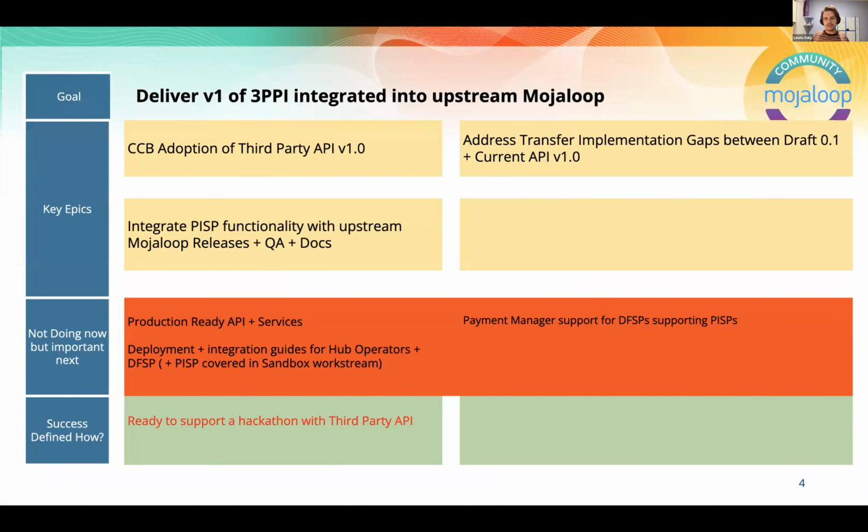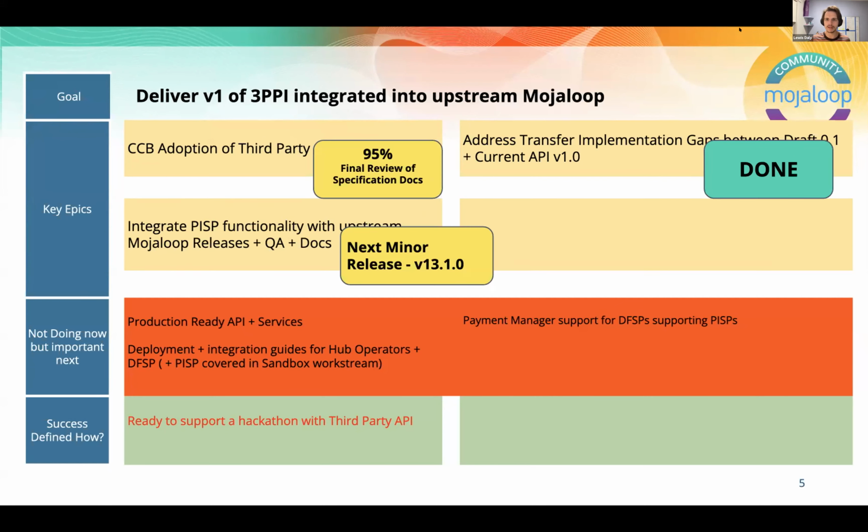So here were our PI 15 goals. Deliver V1 of the 3PPI integrated into upstream Mojaloop. And we broke this down into 3 different epics. And then we had a couple other stretch goals, and what we called success: this stuff should be ready enough that we could, with a bit of hand-holding, support a hackathon using the third-party API.